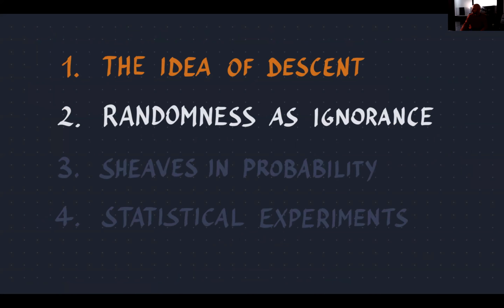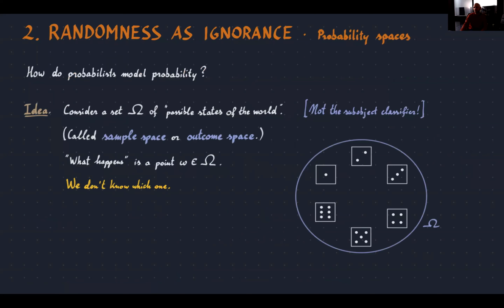All right, then let's go and do some probability theory now. So, how do probability theorists model probability in the sense of uncertainty? So consider a set omega, which is not the subobject classifier here, like a set omega, which you can think of as possible states of the world, including the future. This is usually called the sample space or the outcome space. And how we model uncertainty is that we don't know which point of that set is reality, including the future.